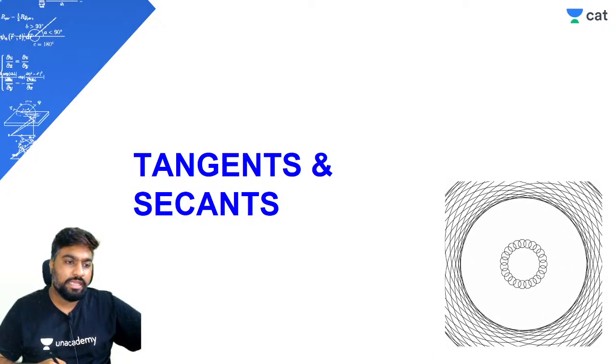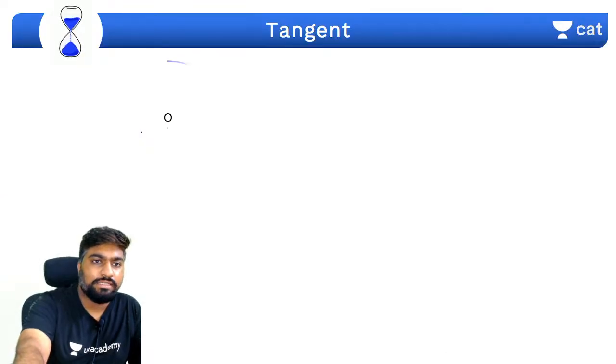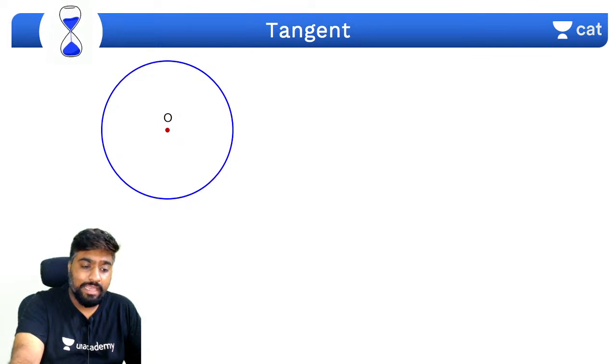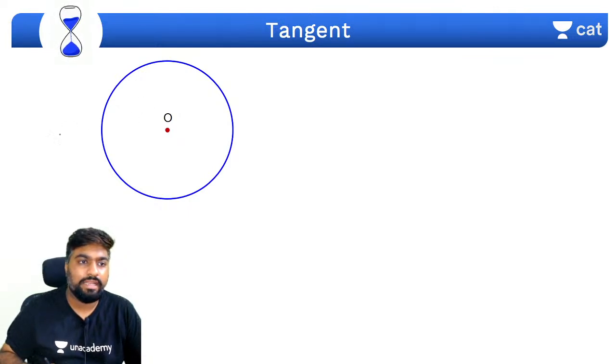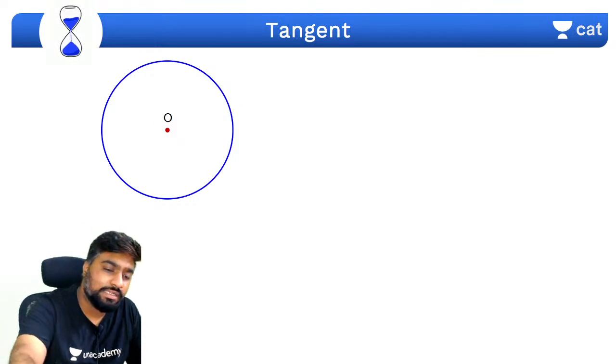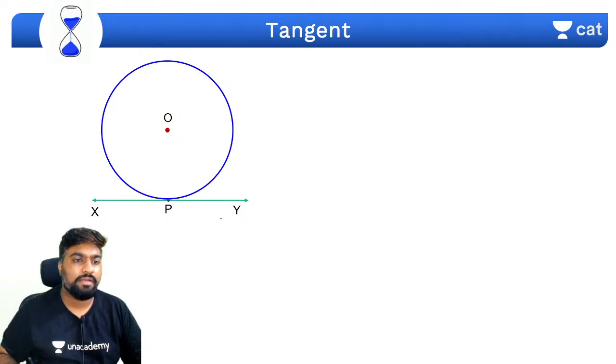Now let's move to the next part, that is tangents and secants. What is a tangent? If you have a circle and there is a line that passes through the circle but touches the circle only at one spot. If I draw a line like this, this touches the circle at two points, correct? That's not a tangent. A tangent is something that touches the circle only at one place, that is here at P. So XY becomes your tangent. Tangent XY touches the circle at point P. Got it?